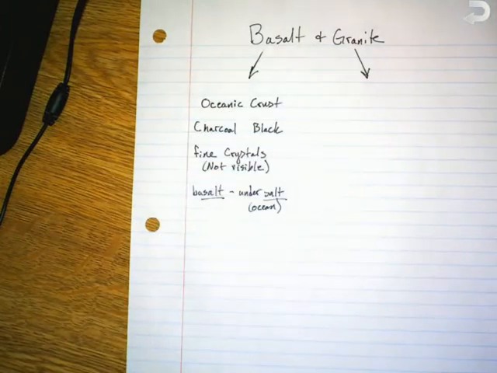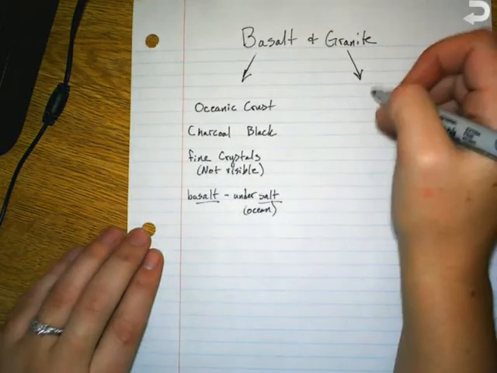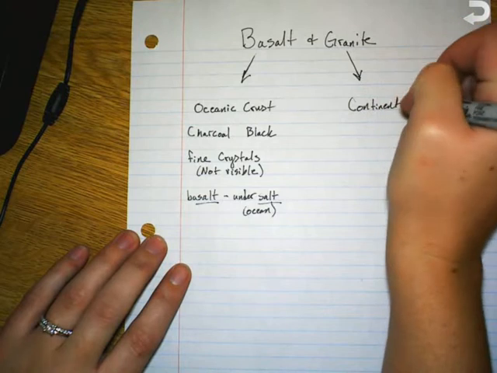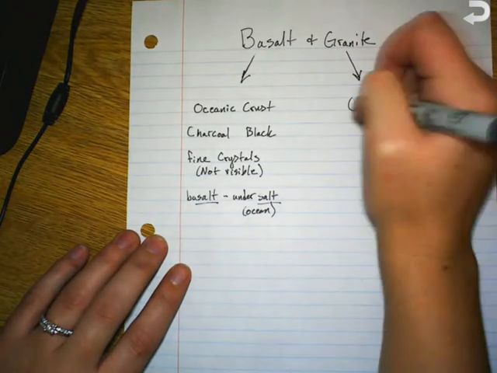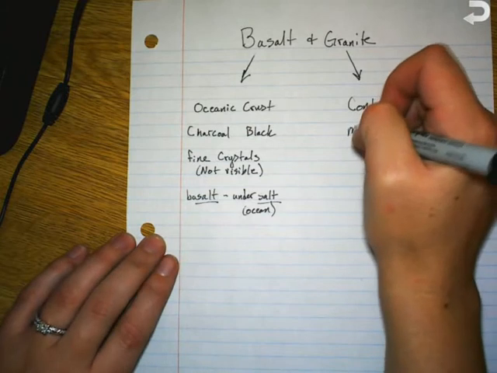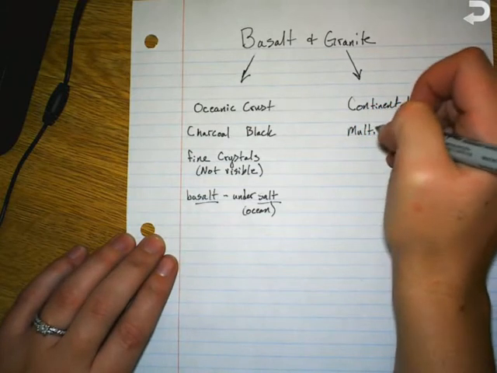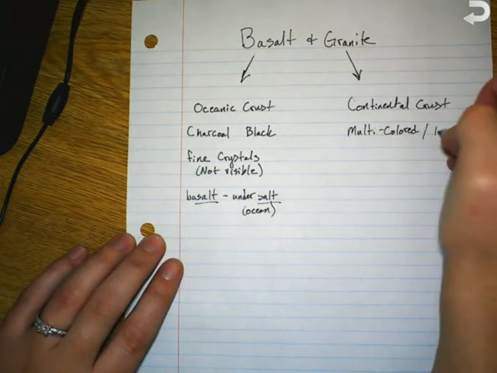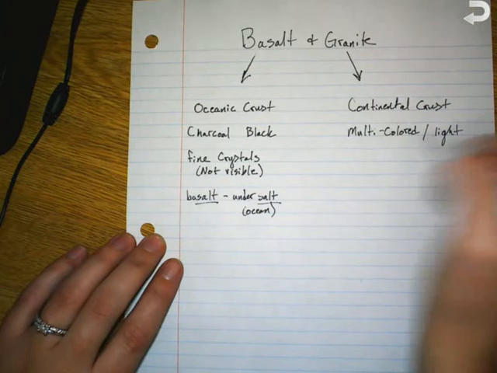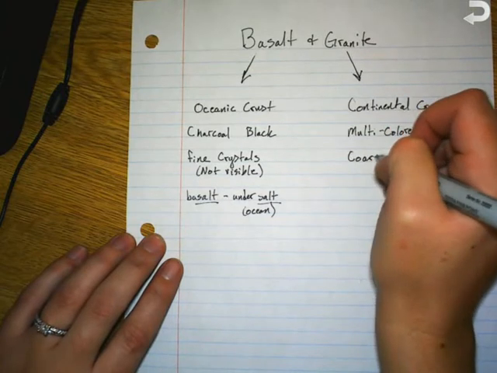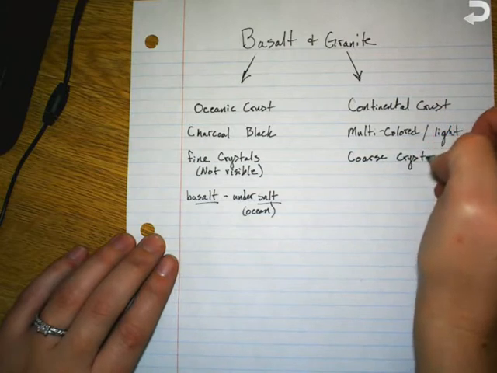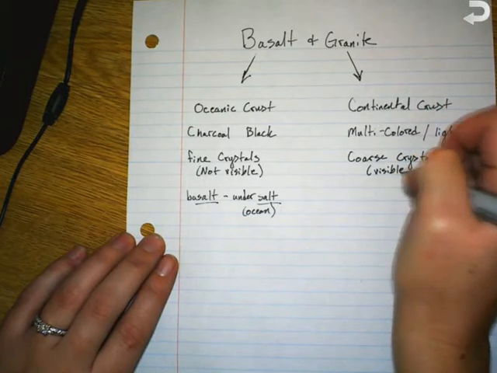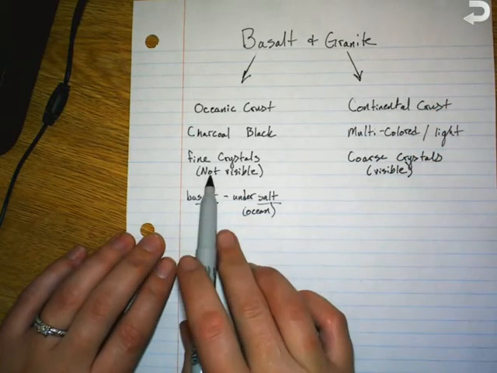Okay, granite makes up your continental crust. It is multicolored and kind of light. It has coarse crystals, which means that they are visible. So fine, not visible to the naked eye, coarse, visible.